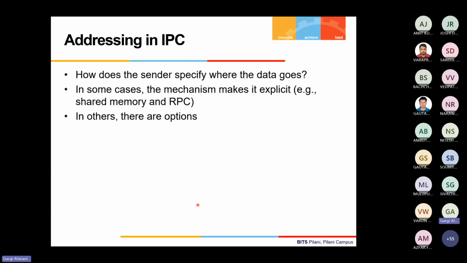Now, how does addressing work in IPC? Anyone? How does the standard specify where this data is going?